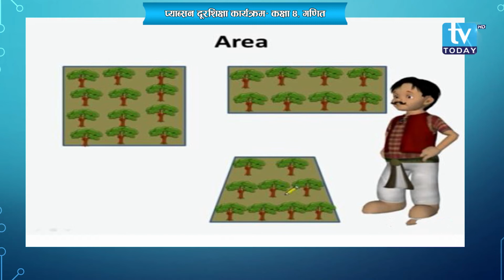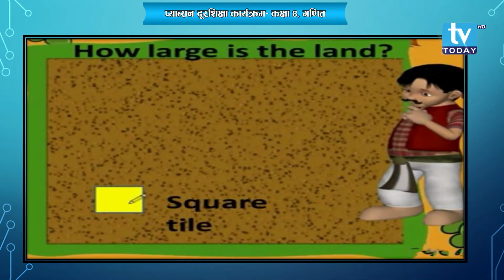See, he is thinking and thinking, and finally after thinking he has seen that in the first picture he can grow 12 trees, and in the second picture he can grow only 8 trees, and in the last he can grow 9 trees. Think, see there, you can count also.